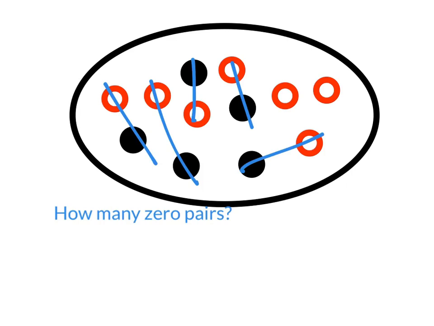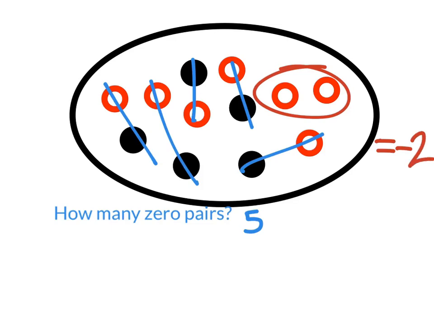So, that'll be the answer to this, but how many 0 pairs are there? Well, I just counted 5 0 pairs. Well, what's the total value of 5 0 pairs? It's 0. So what am I left with? I have these two right here that are left over, and they are negative values. So they're negative. How many of them are there? There's 2 of them. The total value of this is -2.